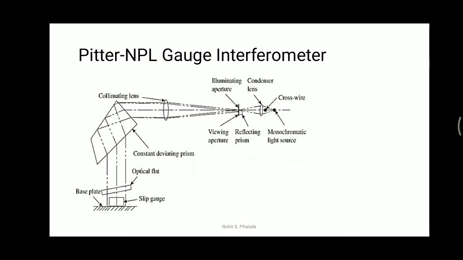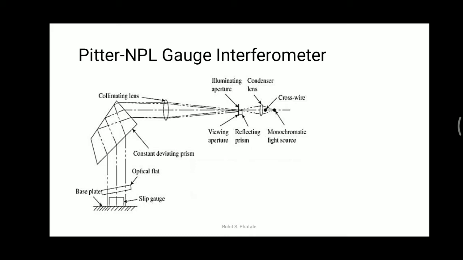Let's understand the Peter NPL gauge interferometer. Again, this is a similar interferometer to the NPL flatness interferometer. In the diagram you can see different parts: the monochromatic light source, then condenser lens, then aperture, then collimating lens, optical flat, base plate, and slip gauge. These are the common parts we discussed in the previous video.